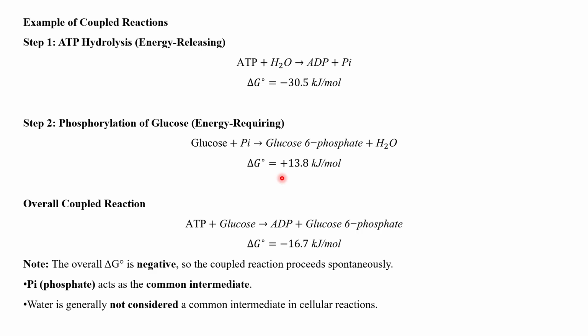Positive 13.8. The moment your Gibbs free energy is a positive value, it means the reaction needs to be driven by other reactions. It is not spontaneous. So when we add these two reactions together, negative 30.5 plus positive 13.8, your overall change in Gibbs free energy is negative 16.7, meaning the reaction is spontaneous now. You can add a phosphate group to glucose and the reaction will proceed because you have coupled it with ATP hydrolysis.